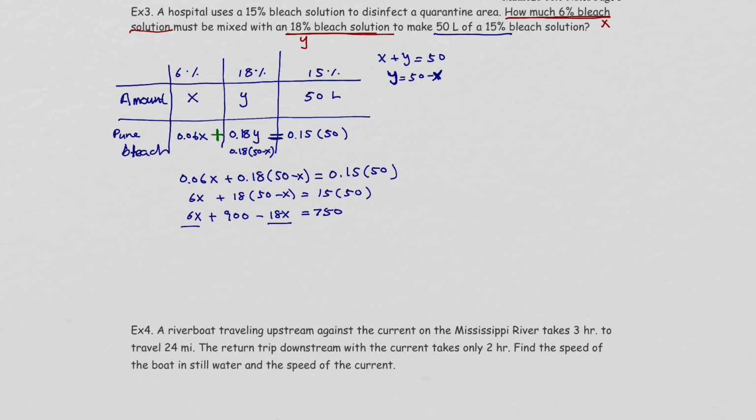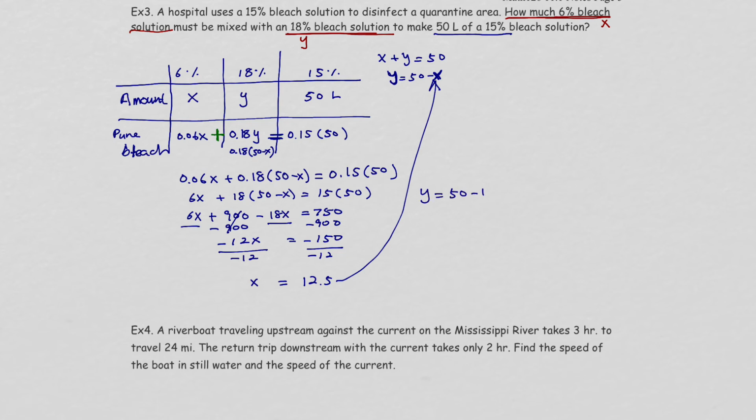Combine the like terms, you get negative 12x. Let's subtract 900, so you can put the number without the variable on the other side, which will be minus 150. When you divide both sides by negative 12 to isolate x, you get 12.5. So when x is 12.5, use substitution to find y. You get 50 minus 12.5. Your y will be 37.5.